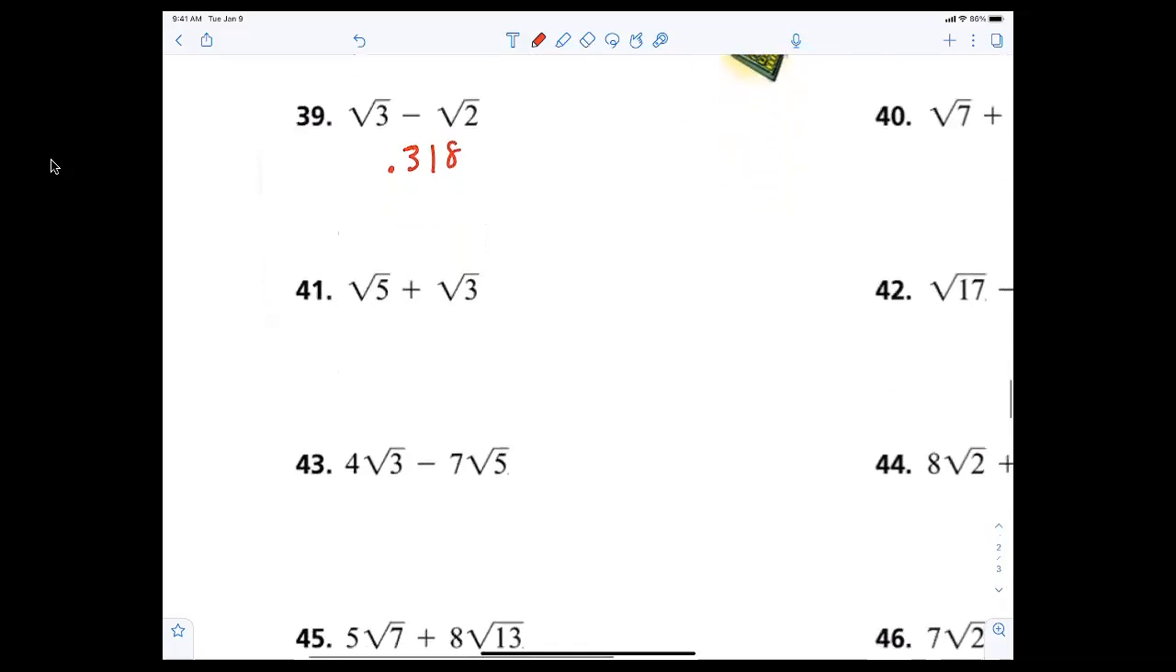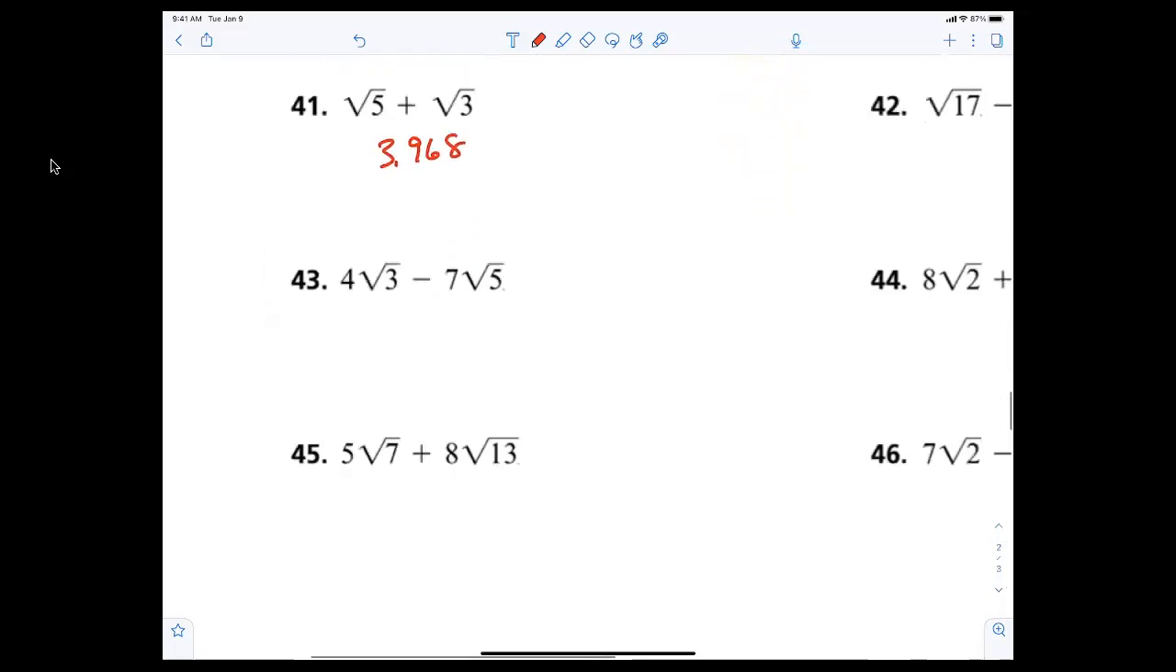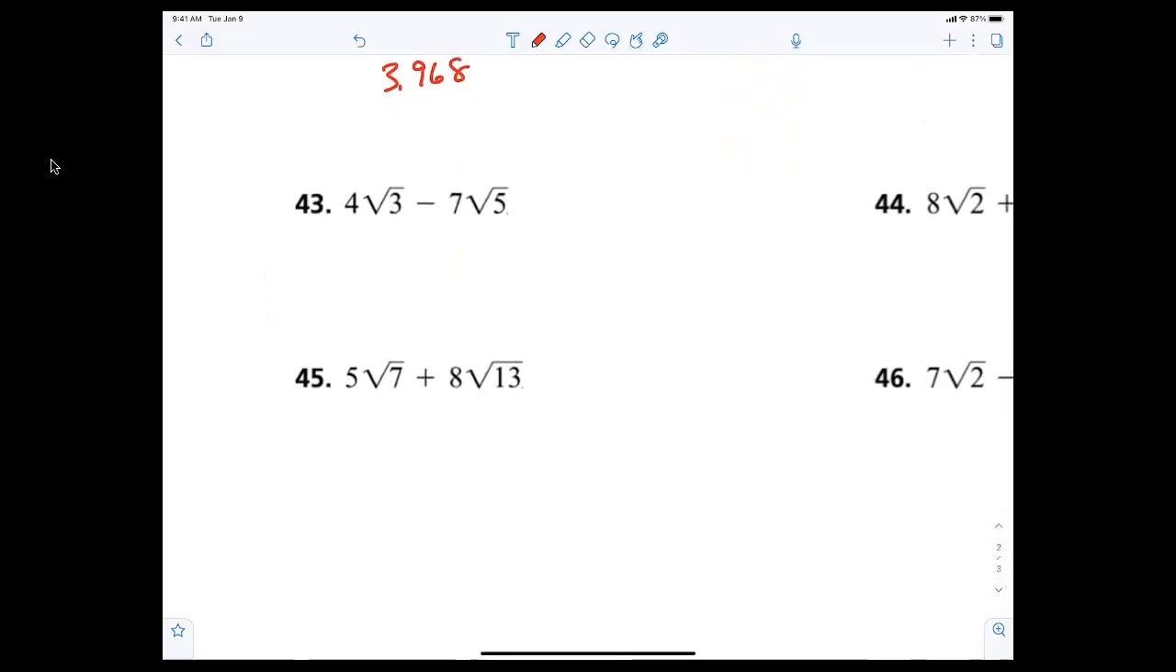So, Mr. Danzy, tell me about number 41. Okay, so square root of 5 plus square root of 3 equals 3.968. Somewhere around 3.968. Any objections? Okay, William, go. Just type it in on the calculator. 4 radical 3 minus 7 radical 5. That'll tell you the answer.